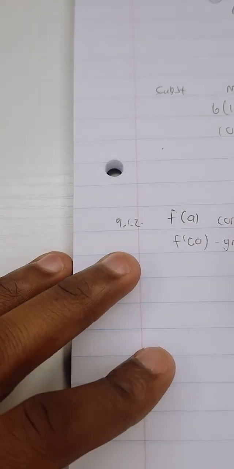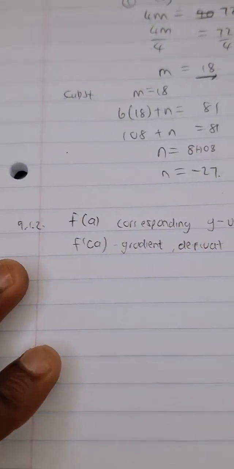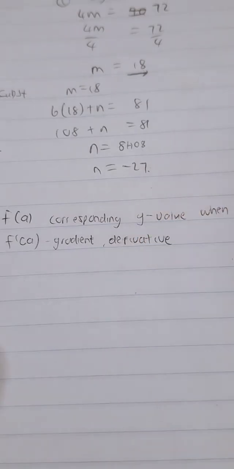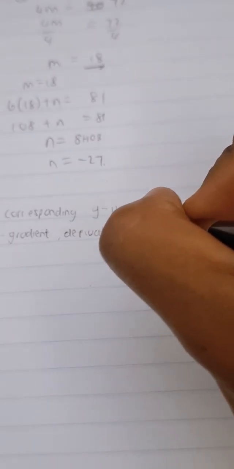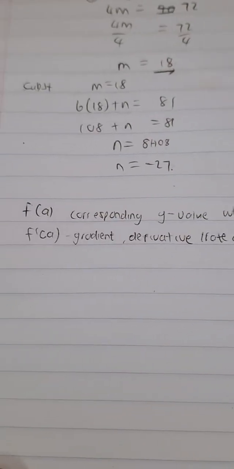or we can say the rate of change. Rate of change of who? Of f, when x is equal to a. So that's basically the difference between f of a and f prime a.